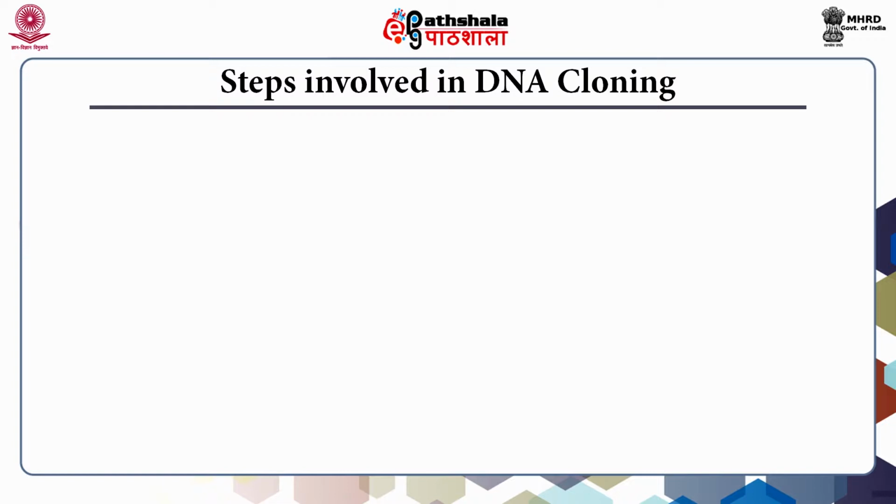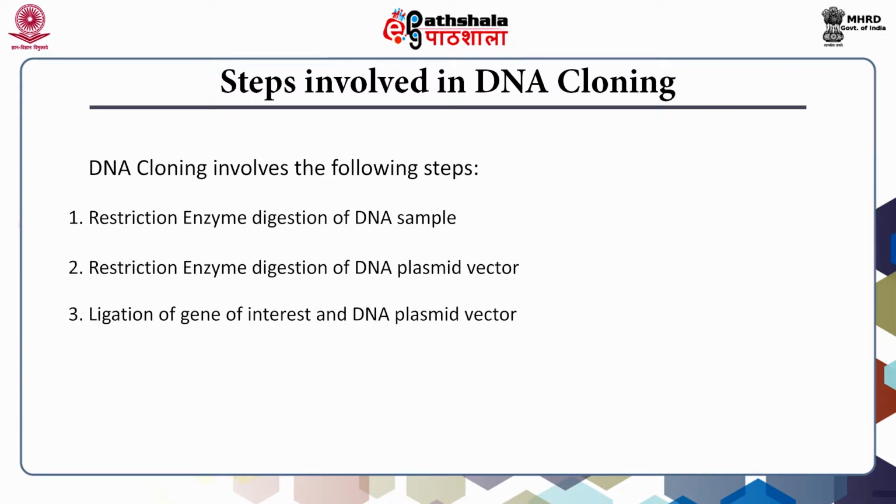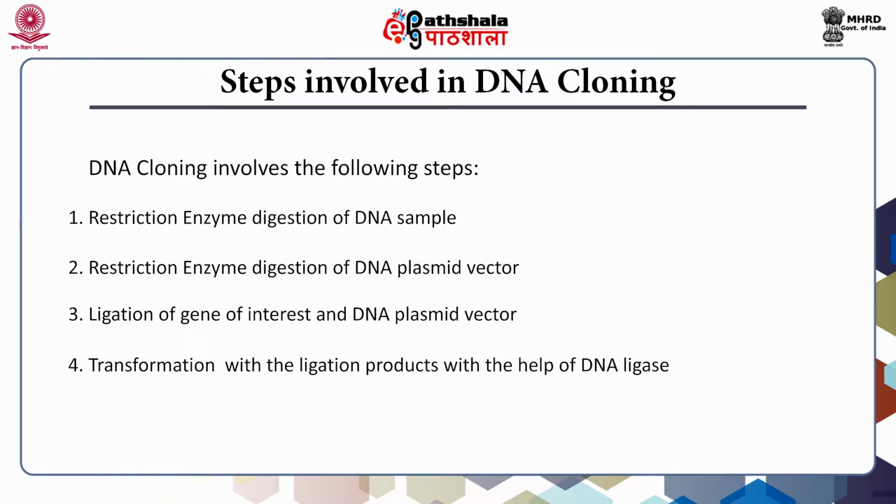Steps involved in DNA cloning are the following: restriction enzyme digestion of DNA sample, RE digestion of DNA plasmid vector, ligation of gene of interest and DNA plasmid vector with the help of DNA ligase, transformation of the ligated products, and growth on agar plates with selection of antibiotic resistance. We will look at these steps in detail in the following slides.